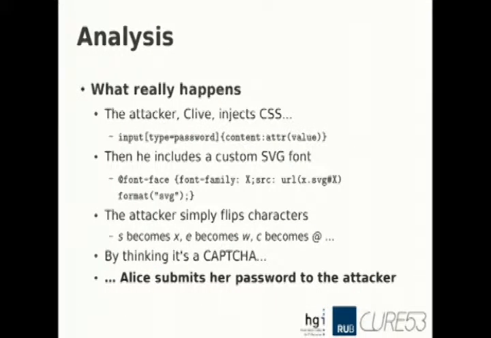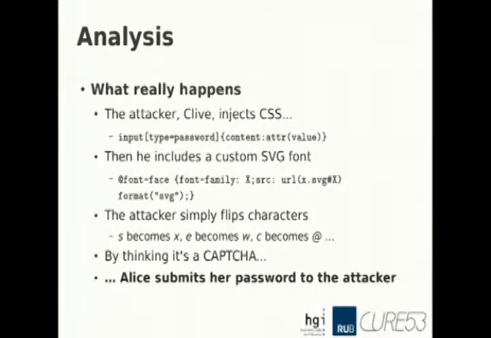So what the attacker was doing with this CAPTCHA, given the possibility of a CSS injection: the attacker, we call him Clive here, injected some CSS that is selecting a password element, like a password field in the website, and then casts the content property on it with the property value attr value. So that means that in this particular browser, the value of the password field that is pre-filled by the password manager of the browser will be visible in the DOM. You can see it, it's there.